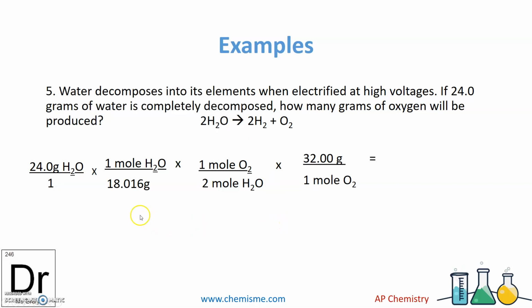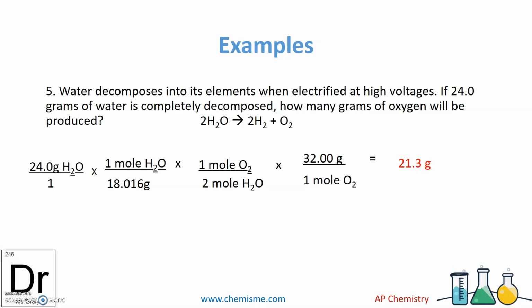Now in your calculator, what we would do is 24 divided by 18, divided by 2, because it's a denominator, times 32. And our answer is 21.3 grams. So what we've said is if you use 24 grams of water, you'll get 21.3 grams of oxygen.